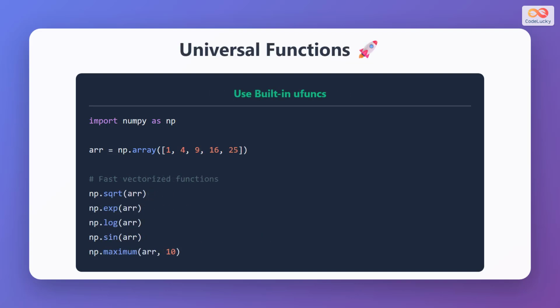NumPy provides universal functions, or ufuncs, which are fast vectorized functions that operate on arrays. These include mathematical functions like square root, exponential, logarithm, and trigonometric functions like sine. There's also the maximum function that compares each element with a value and returns the larger one. These built-in functions are highly optimized and should always be used instead of writing your own loops.